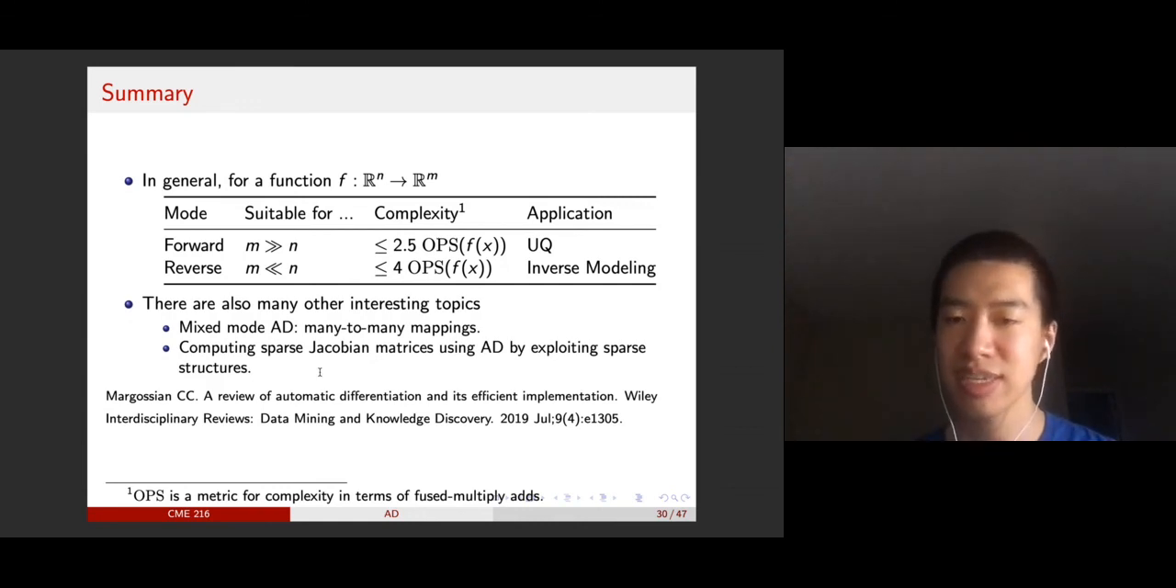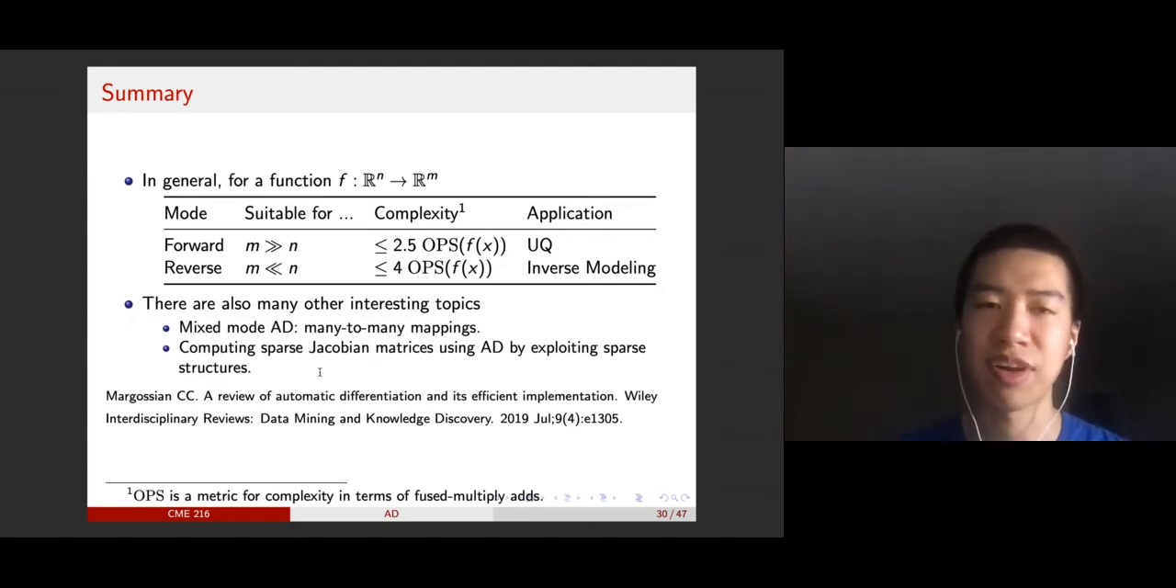And in those cases, usually the Jacobian has some sparse structure. So you want to take advantage of that. That also forms a very hot topic now.